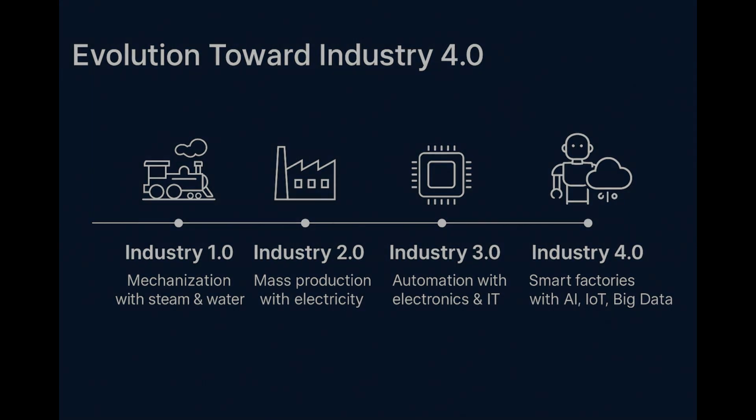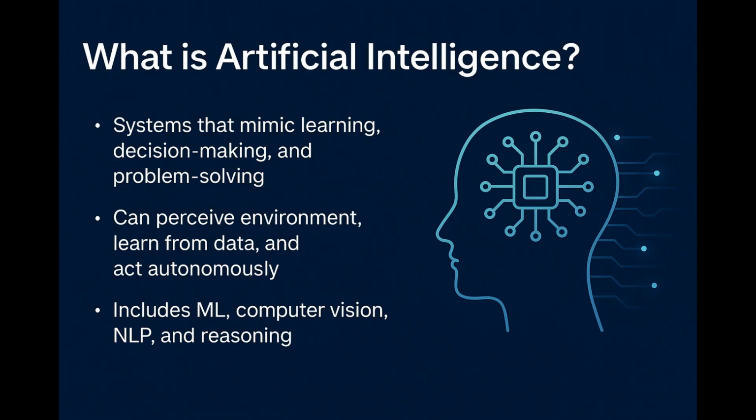Artificial intelligence, or AI, refers to systems that can mimic cognitive functions, things like learning, problem-solving, recognizing patterns, and making decisions. In an industrial context, AI is what allows machines to go beyond pre-programmed instructions. Instead of just following logic, they analyze data, identify trends, and adapt to changing conditions. There are several branches of AI relevant to automation.